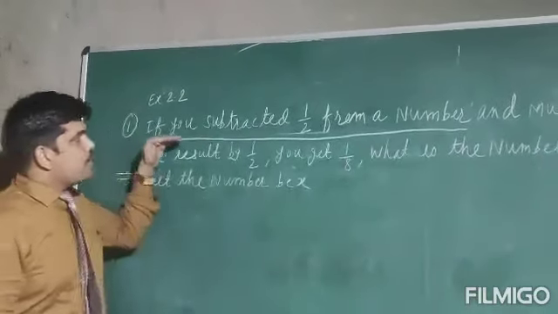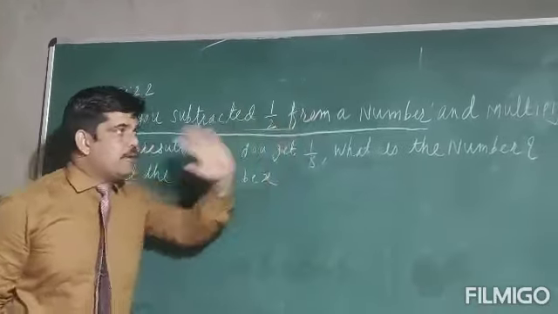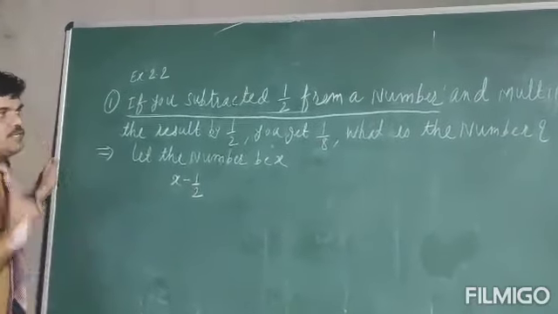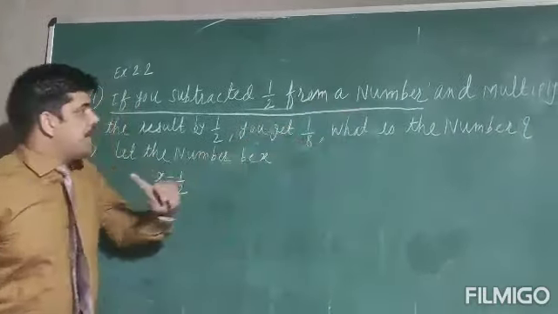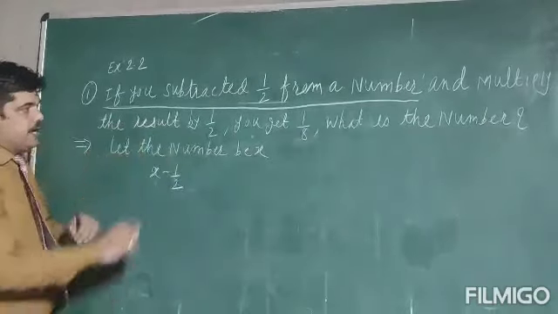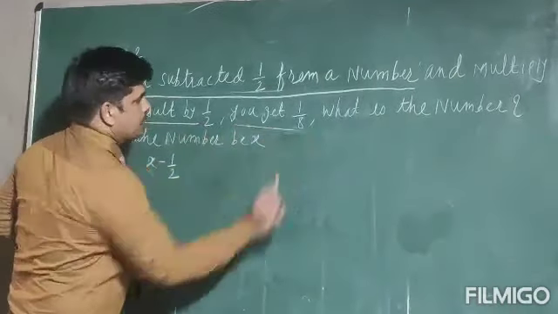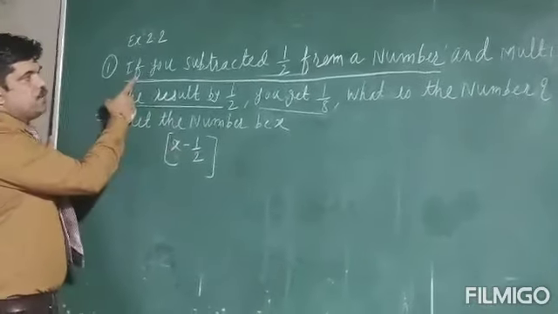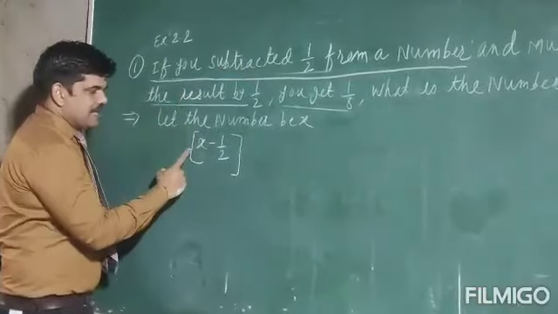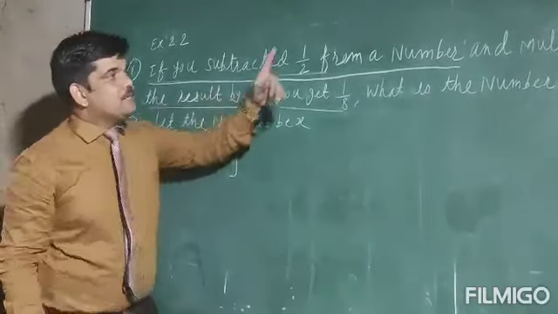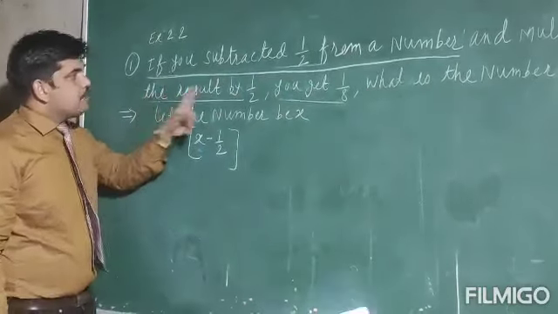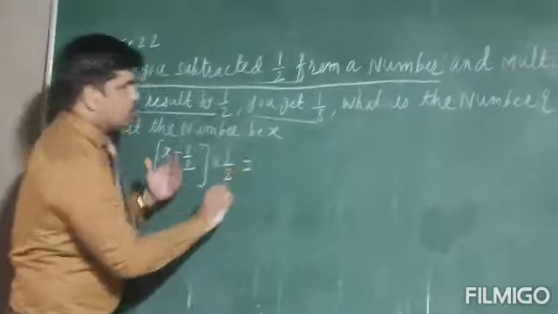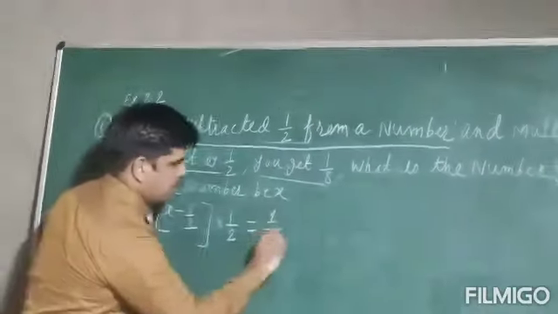Now the first sentence is what? If you subtract 1 by 2 from a number, the number we consider is x. So x minus 1 by 2 is the first statement. After that, multiply the result by 1 by 2. Then what we will get? So this is our first statement, x minus 1 by 2. Then second is multiply the result by 1 by 2. So this is our result, into 1 by 2, is equal to, then you get 1 upon 8.